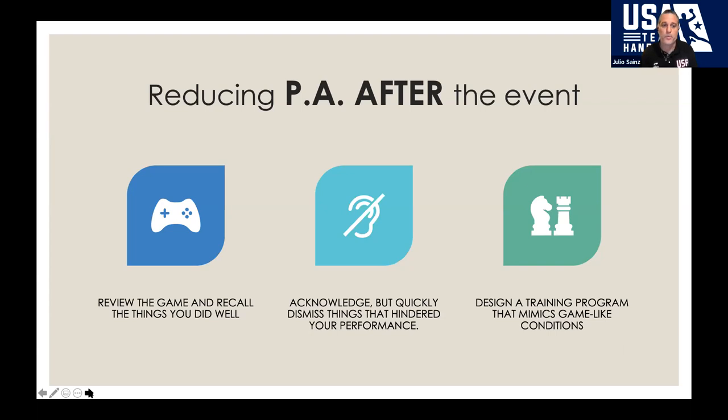Recall the things that you did well, but disregard everything that went wrong. We put too much emphasis at times on the negative things, and we don't look at the positive things. I'm not saying that it is not important to look at the negative things, because we still want to win, but it's important to empower the strengths and manage the weaknesses. Acknowledge that we did a lot of things wrong, but then dismiss what hindered your performance. And if you are in a consistent environment, design training programs that can actually mimic the negative things that affected the performance.